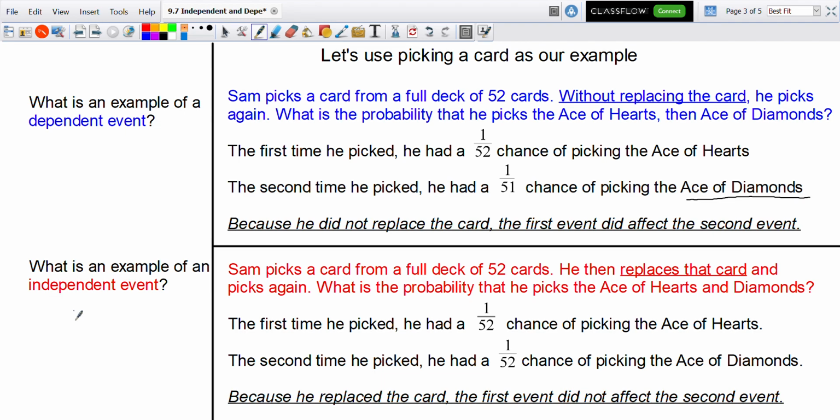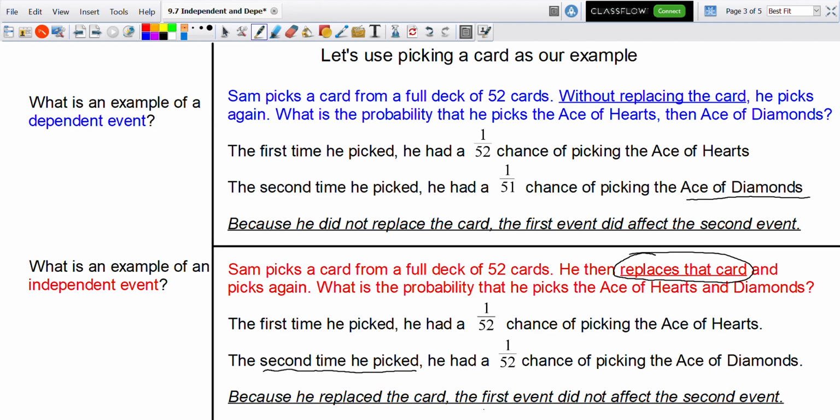On the other hand, an independent event would be if he picked two cards again from that 52 card deck, but he replaces the card instead and picks again. What's the chance he picks the ace of hearts and then the ace of diamonds? So the first time he picks, he has a 1 out of 52 chance of picking the ace of hearts, right? There are 52 cards in the deck. He puts that card, the ace of hearts, back in the deck, and he picks a second time. Now again, to pick the ace of diamonds this time, he has another 1 out of 52 chance, because we have all 52 cards back in the deck. So because he replaced the card this time, the first event does not affect the second event. The fact that we picked the ace of hearts the first time does not change picking the ace of diamonds, because we put that card back in. So there's a slight difference, but that's the difference between dependent and independent events.